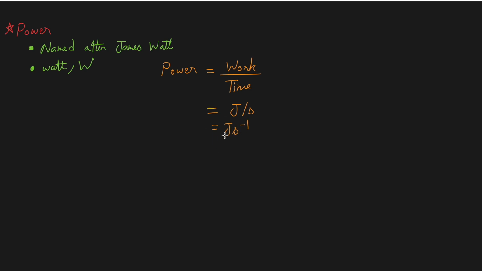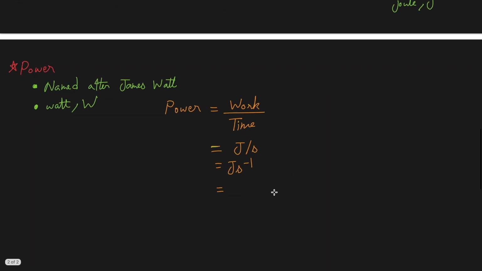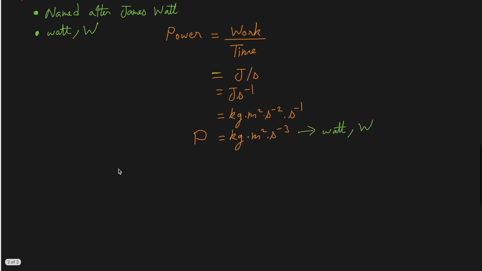Even if we break it down into base units, the unit for work is kg m squared s minus 2, so joule per second will be kg m squared s minus 2 multiplied by s minus 1. So this will be kg m squared s power minus 3, which is the unit for power, and this will be known as watt, given by capital W. And then we will have pressure.